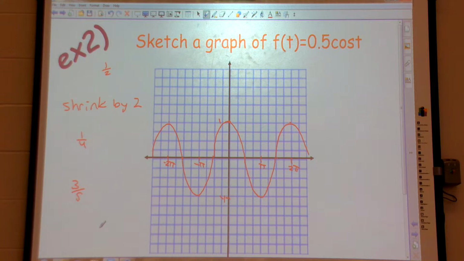Cosine is symmetrical about the y-axis. Starts and ends up at 1. Halfway in between is at a min, -1. Halfway between those are your zeros.